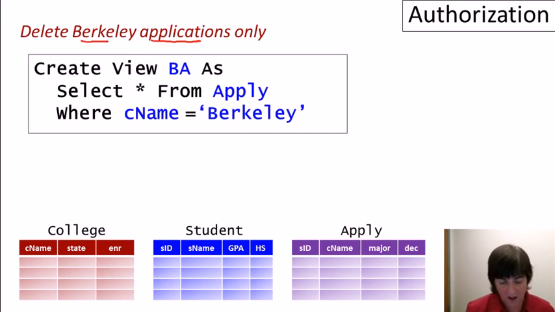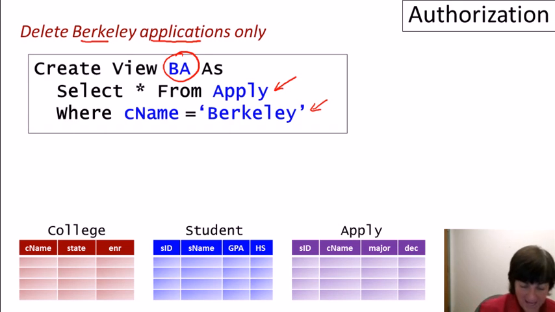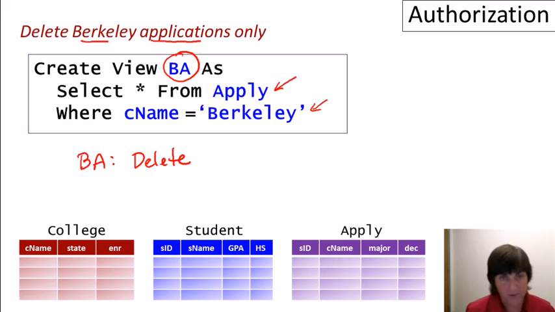It's just a view of the records in the apply relation where the college name is Berkeley, and we'll call the view BA, and then what we want to grant to the user is the delete privilege from the BA view. Now in this case, we do need to have that view be updatable by the system that's supporting it. So in our videos about views, we discuss this issue.